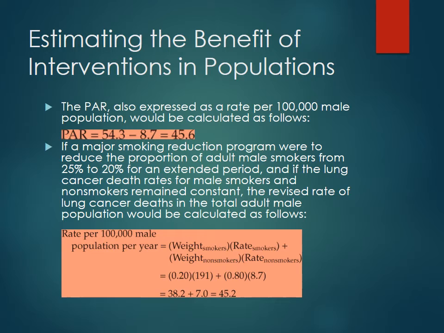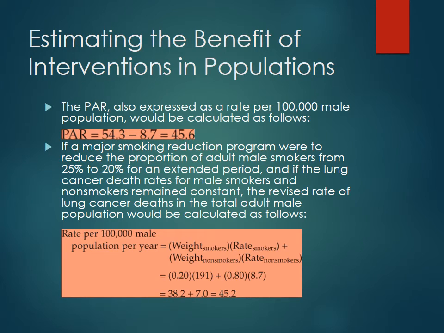So if a major smoking reduction program were to reduce the proportion of adult male smokers, say from 25 to 20%, just as an example, for an extended period, and the lung cancer death rates for male smokers and non-smokers remain constant. So we're not getting any better treatment. We're not getting any worse treatment for lung cancer. It's still going to happen at the same rate. What would be the difference here? What kind of revised rate can we get if we were to have that reduction of PE from, say, 25 to 20? So if I were to change my calculation here, I end up getting a larger proportion of people who are not smoking versus those that are, that went down. And so you end up getting this number of 45.2.